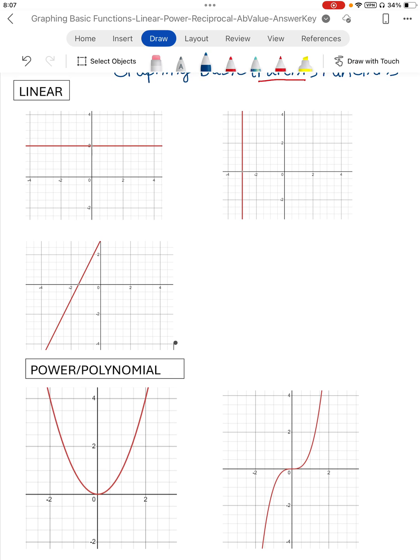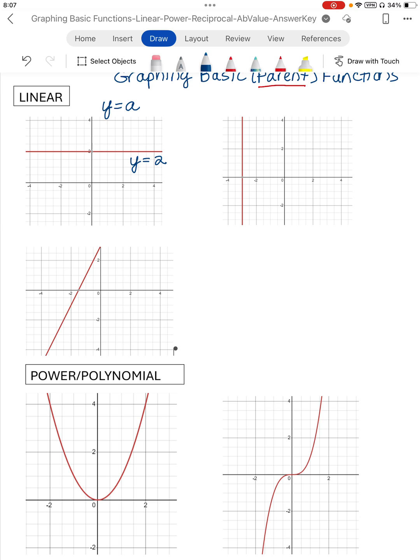So obviously you've got your first one, which is your linear. Your horizontal lines will always have this y equals a, where a is some number. In this example here, this is y equals 2. So we just have the horizontal line going across that is hitting the y-axis at 2, and the equation for that would be y equals 2.